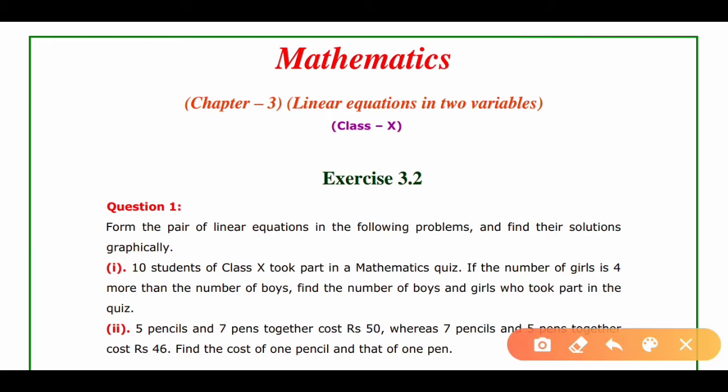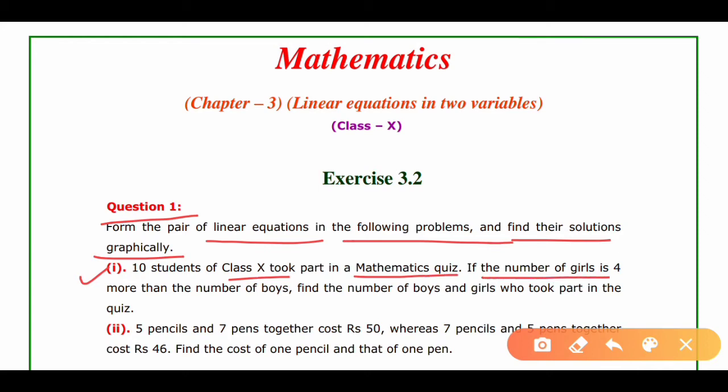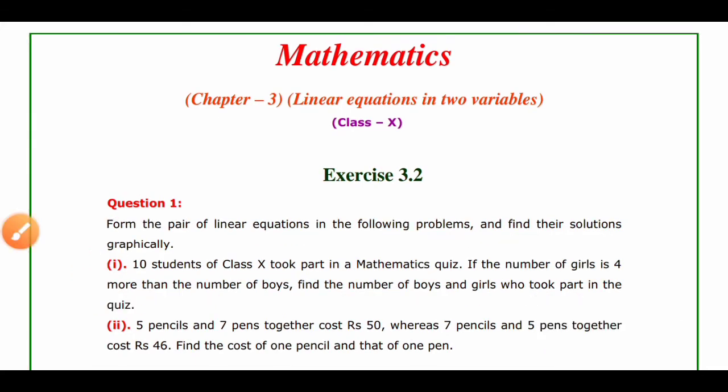Question number first. Form the pair of linear equations in the following problems and find their solution graphically. First one: 10 students of class 10 took part in a mathematics quiz. If the number of girls is 4 more than the number of boys, find the number of boys and girls who took part in the quiz. Okay, this one is the first numerical. Let's see how to solve this.